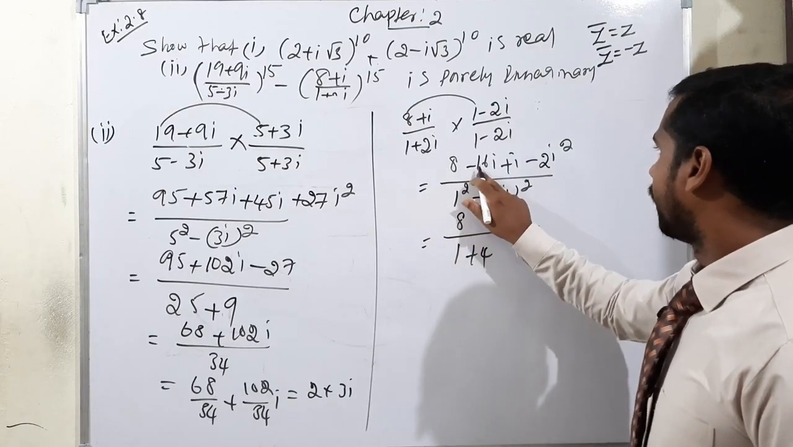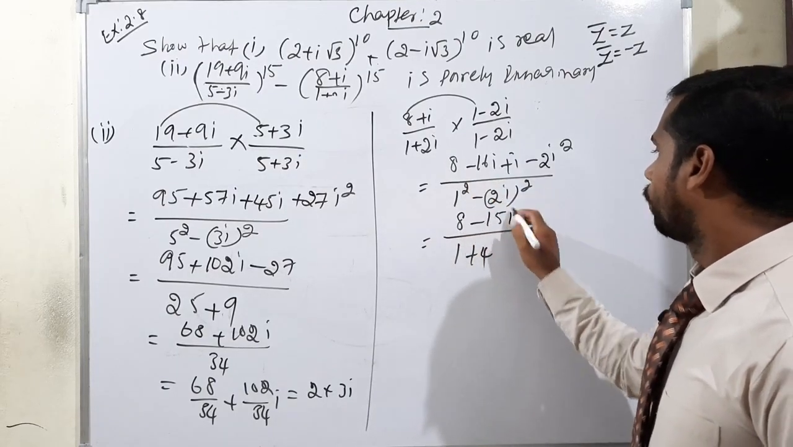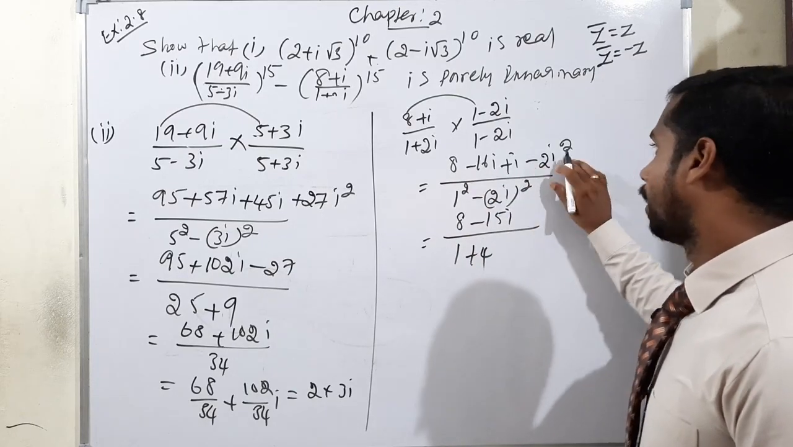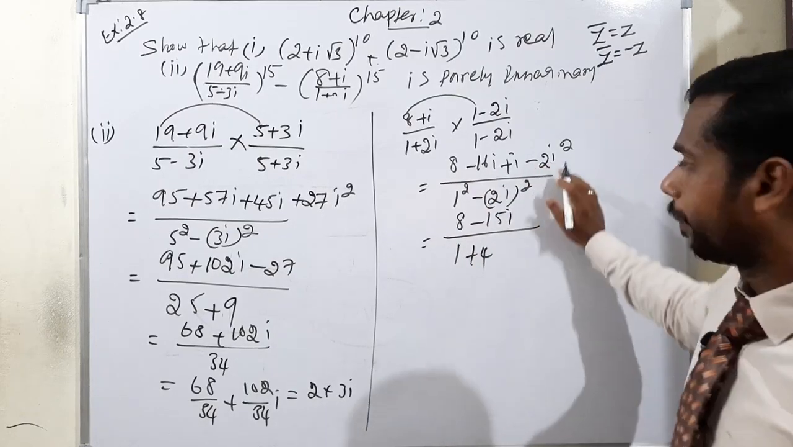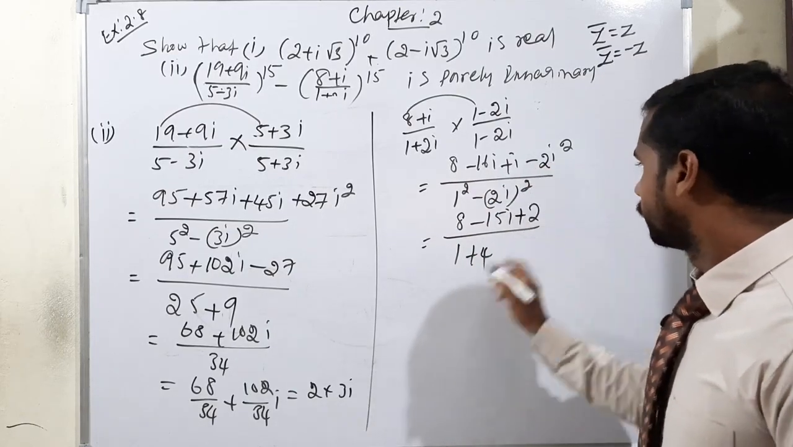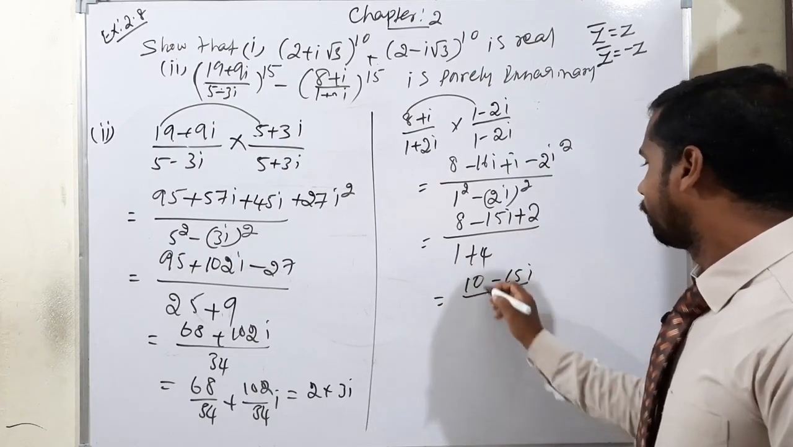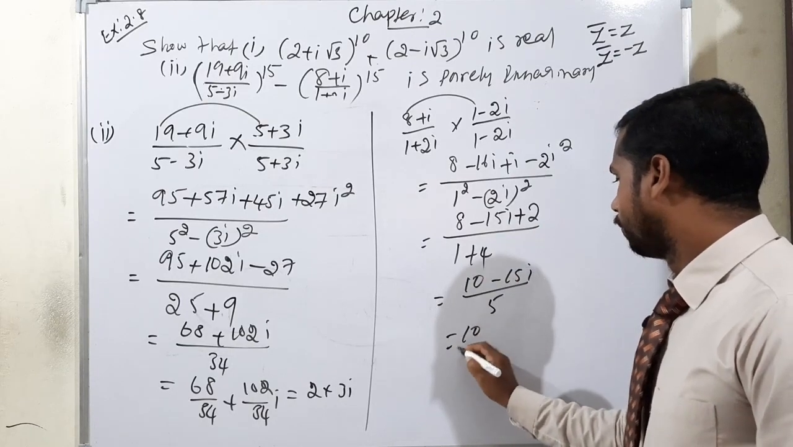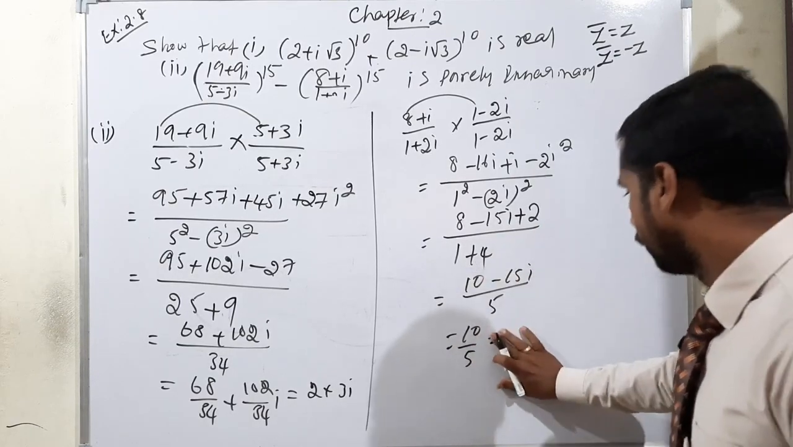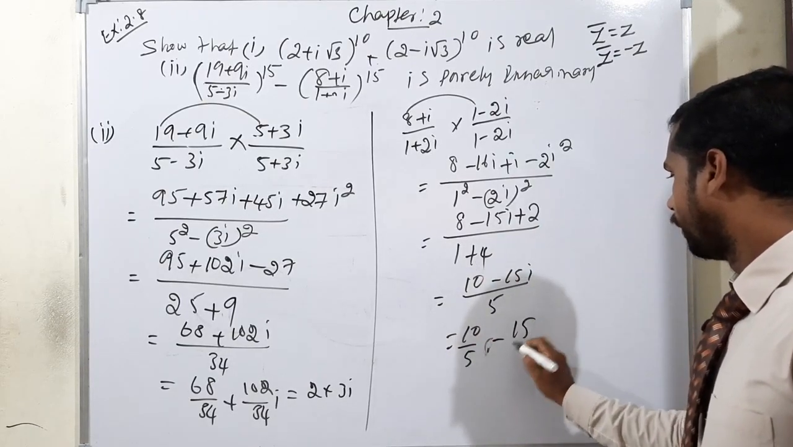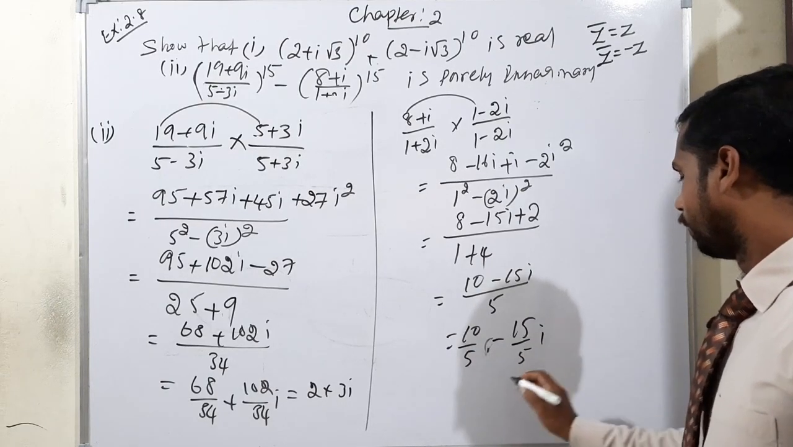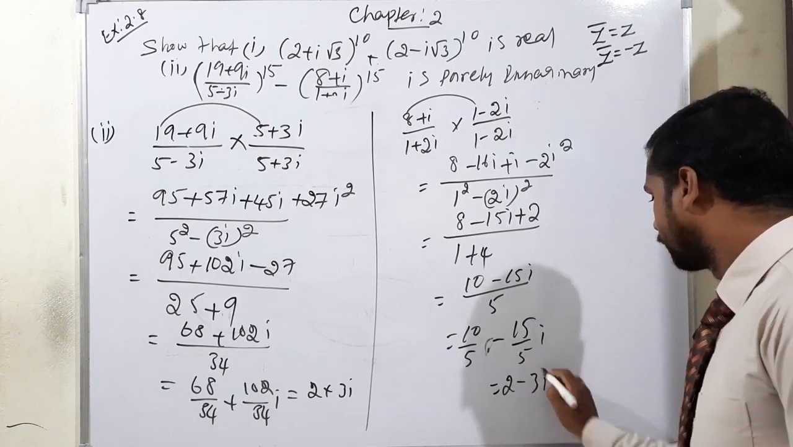Again 8 minus 16i plus i, we can write minus 15i. Then i square is there, minus 1. We have common minus, therefore 8 plus positive 2, then 8 plus 2, 10. 10 minus 15i divided by 1 plus 4 is equal to 5. Therefore 10 divided by 5 minus 15 divided by 5i. Therefore what is the answer? 2 minus 3i will come.